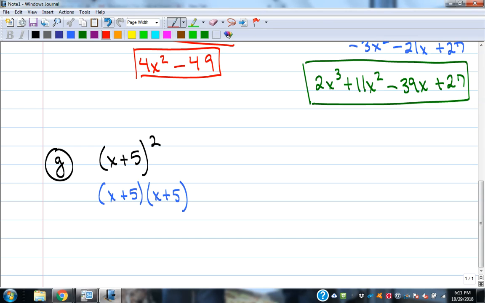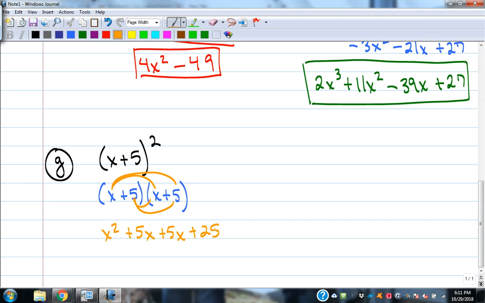Because x plus 5 squared means x plus 5 times x plus 5. You're just doing that distributive property the same way. x times x is x squared. x times 5 is 5x. There's another 5x.